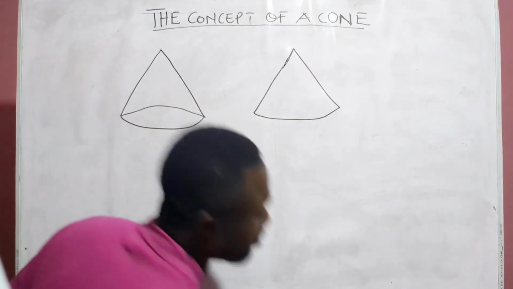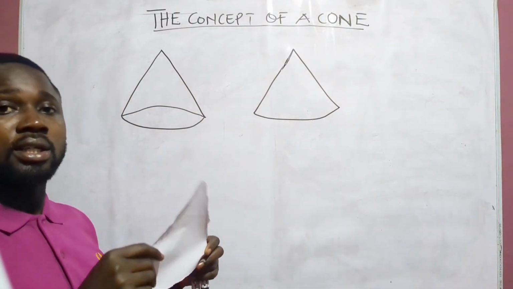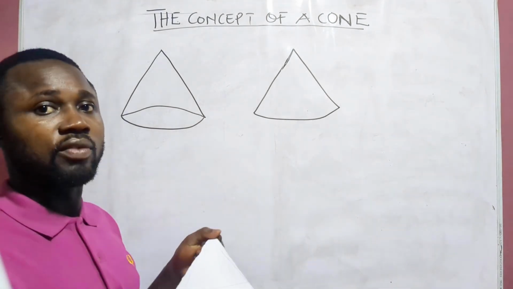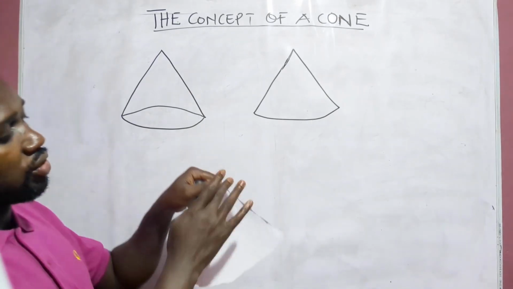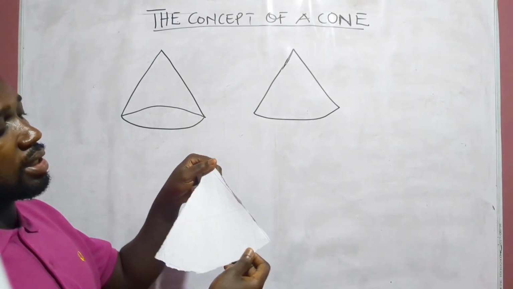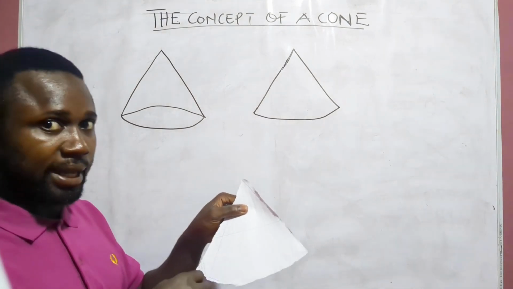Let me show you a typical example. Let's say this is our sector. A sector is a portion of the area of the circle formed by two radii. I have taught that in one of the lessons. So this is our sector, this is our radius, this is our radius, and this is the arc.